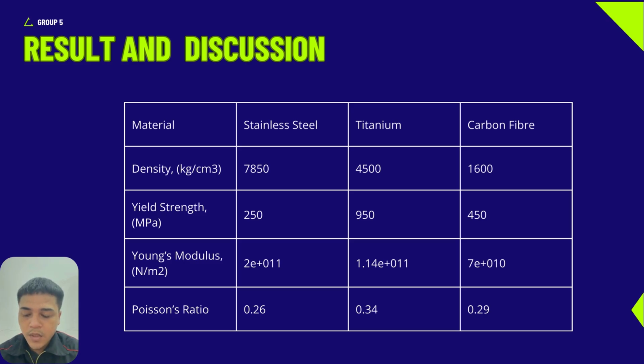Okay, then the last is Poisson ratio. The least Poisson ratio is stainless steel, and then carbon fiber. Then the bigger Poisson ratio is titanium, which has a value of 0.34.